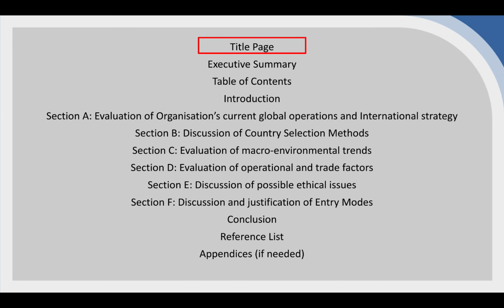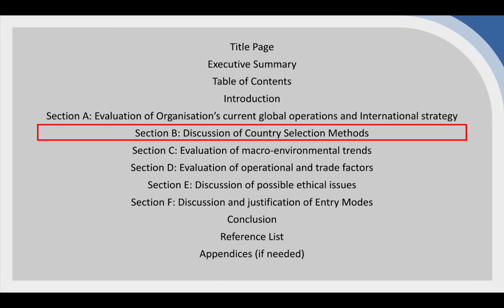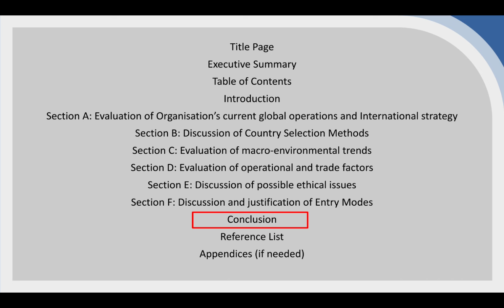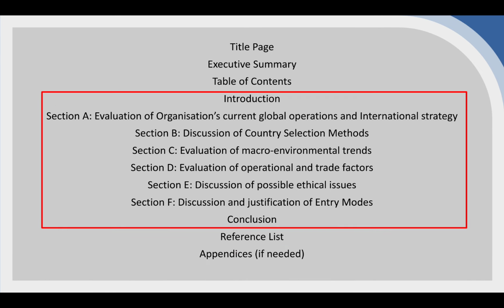But remember that the title page, exec summary, table of contents, none of these things are included in the word count, but rather it's the others that would be. I probably should have been flicking forward the slides when discussing them one by one. So your word count itself is restricted to just this. So introduction, your main body sections, and your conclusion. Everything else would be excluded from the word count.